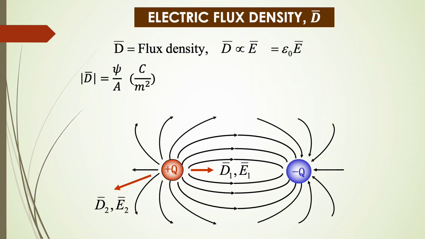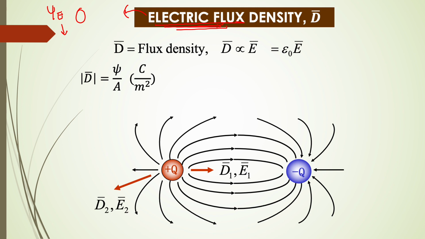Before we continue with the electric flux density, let's have a fast recap on what electric flux is. If you still remember, electric flux, where the symbol is given as psi E, is the flux leaving the surface. The flux leaving the surface is equal to the charge enclosed by the surface. That is what we call electric flux.